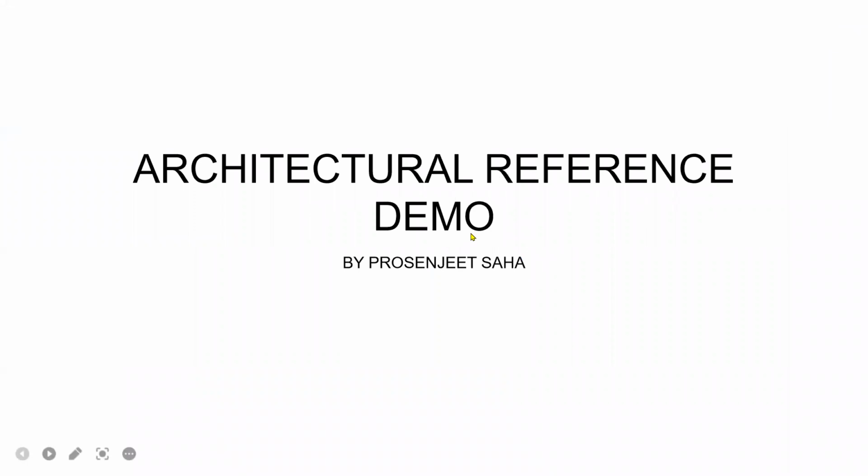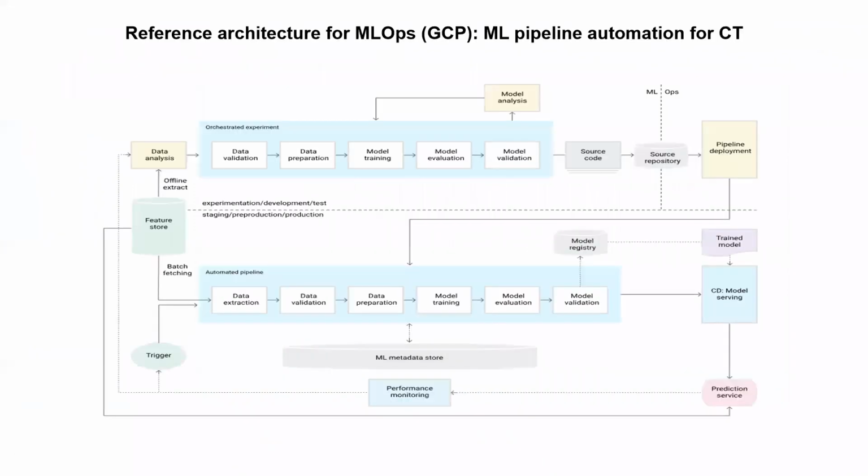All right, so I'm going to give you architectural references, and initially I start with the reference architecture for MLOps in GCP. So what is MLOps? MLOps is machine learning operations, where the DevOps team, the operations team, and the ML, that's the machine learning engineers, interact so that the pipeline can be automated.